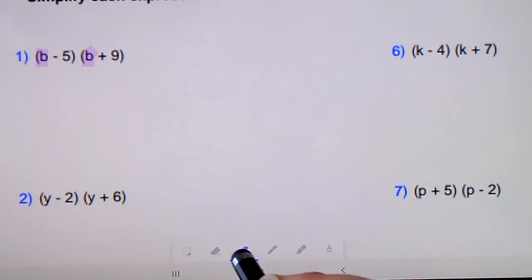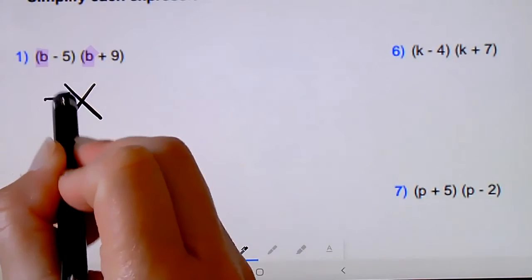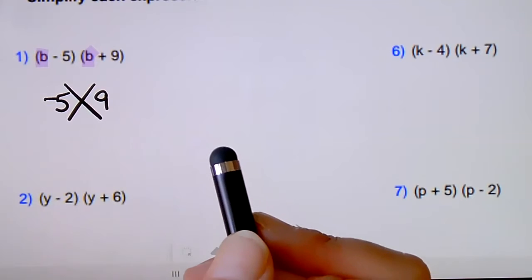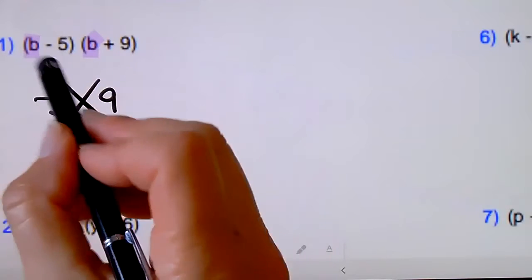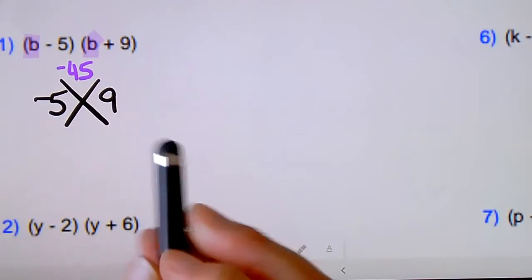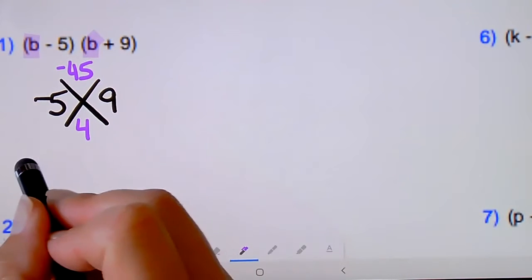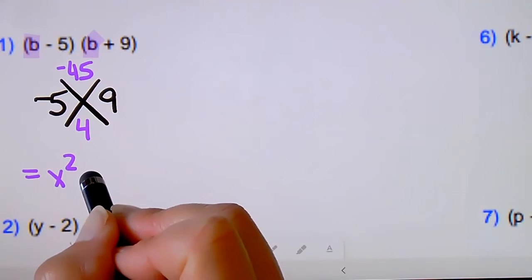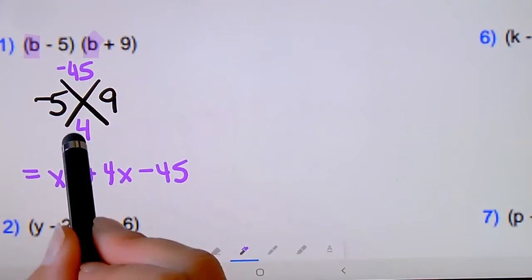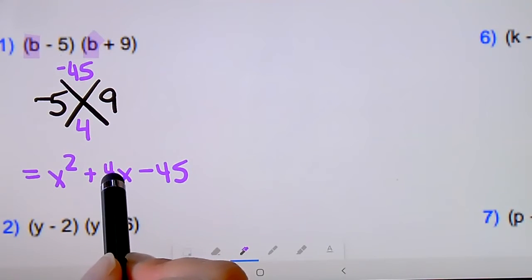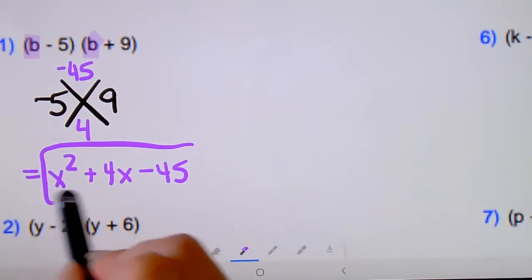Okay, so I'm going to set up my diamond. So I'm going to get a -5 on one side, 9 on the other side. Then I am going to multiply these together, and when I multiply them together, I get a -45. And I'm going to add them together, and when I add them, I get a +4. And so my answer is going to be x squared plus 4x minus 45. Again, the bottom number is going to be the number in front of your x, the sum, and the product is going to be the constant. Okay, and that's your answer.